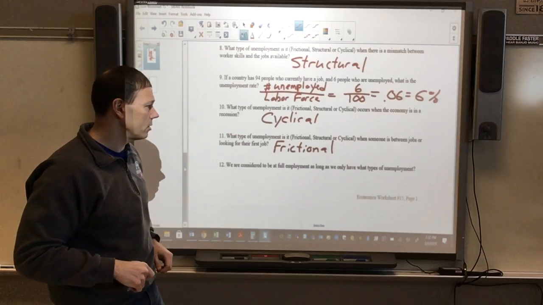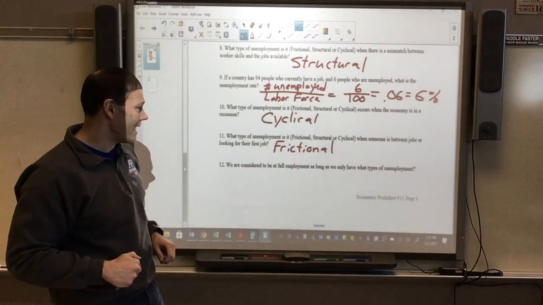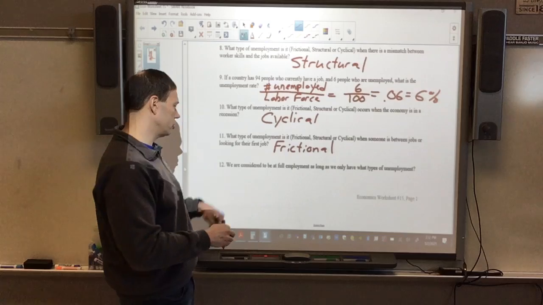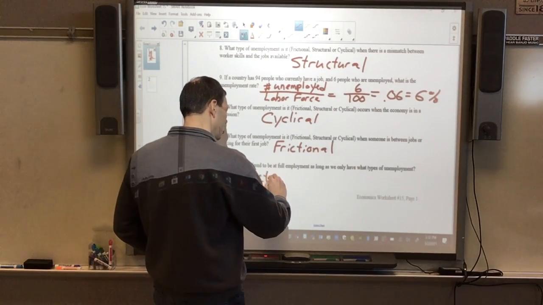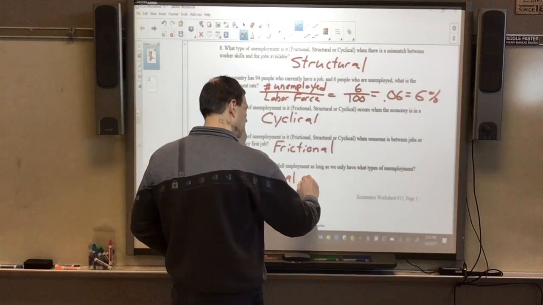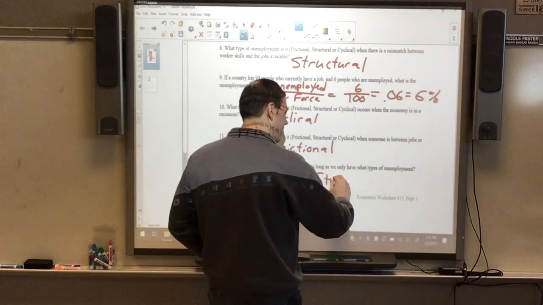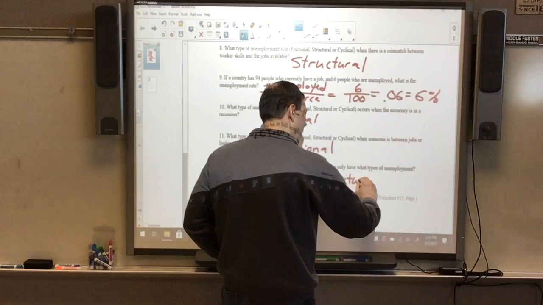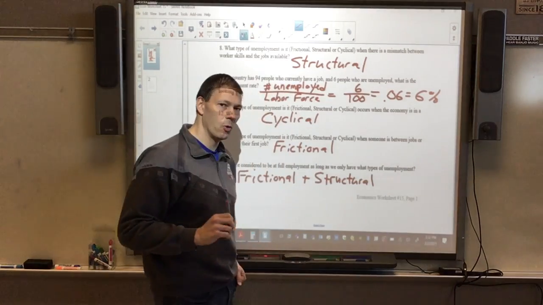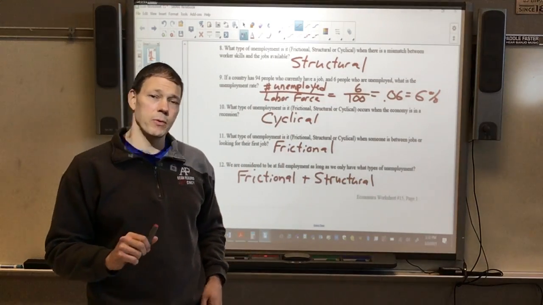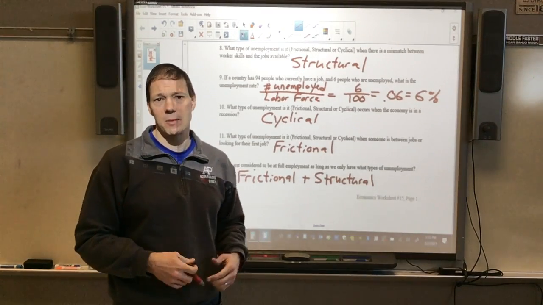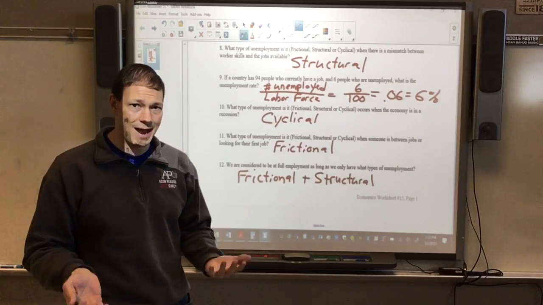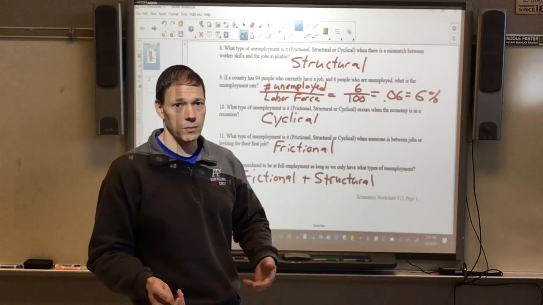The 2 types that are considered to be natural are frictional and structural. Okay, so if we only have frictional and structural, we are considered to be at full employment. We are never going to have a 0% unemployment rate. We're always going to have some people between jobs. We'll always have some degree of mismatch between jobs and skills. Those are considered natural. And if that's all we have, full employment.